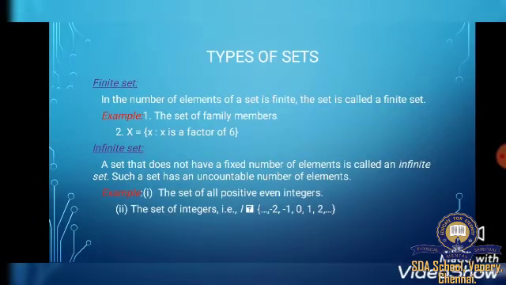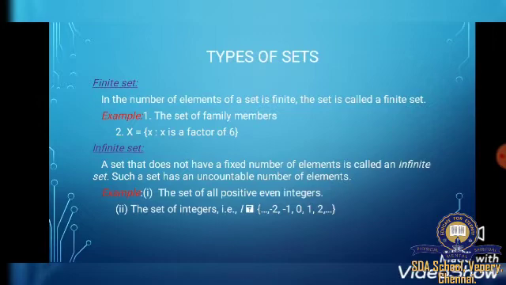In this, the first type of set is the finite set. If the number of elements of a set is finite, the set is called a finite set. For example, the set of family members, or x is equal to x is a factor of 6. So these are examples of a finite set, where we know how many things are in the set.